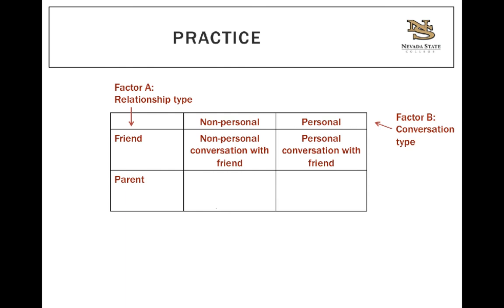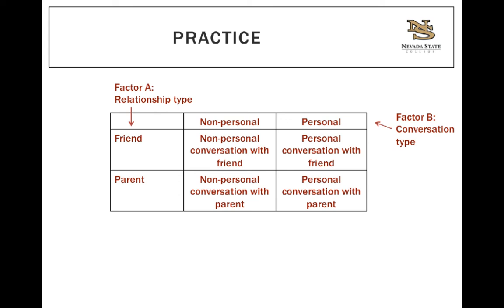Again, these are not the same groups of people. So this is one group of people talking to their friend, and this is a whole separate group of people talking to their friend. And then we have some people who are having a non-personal conversation with their parent. All right. And then finally, we have one last group of people who's having a personal conversation with their parent. So now we have fully crossed these 2 factors so that we get 4 conditions at the end of the day. So we've now answered the first 2 questions.